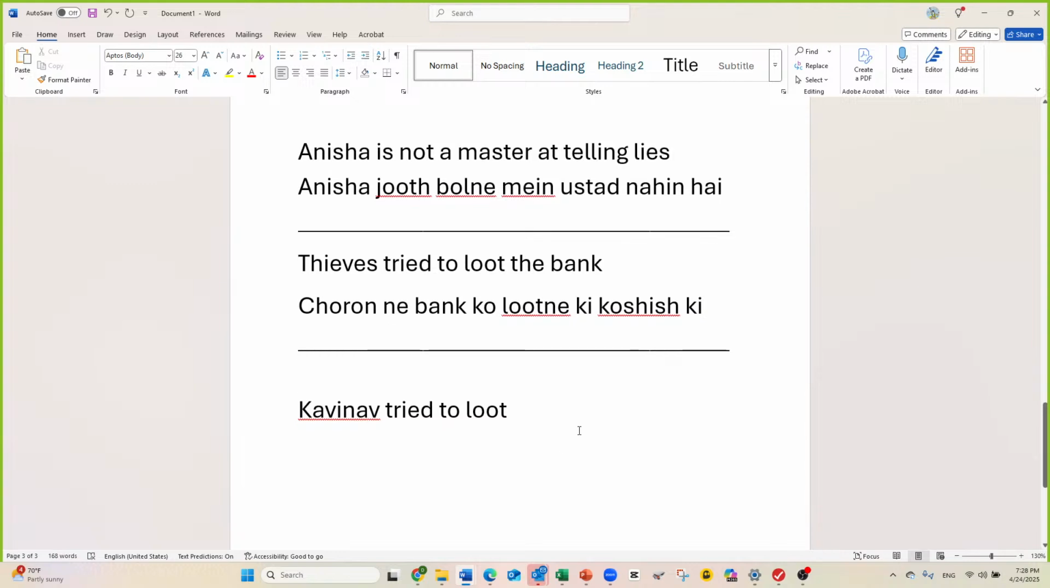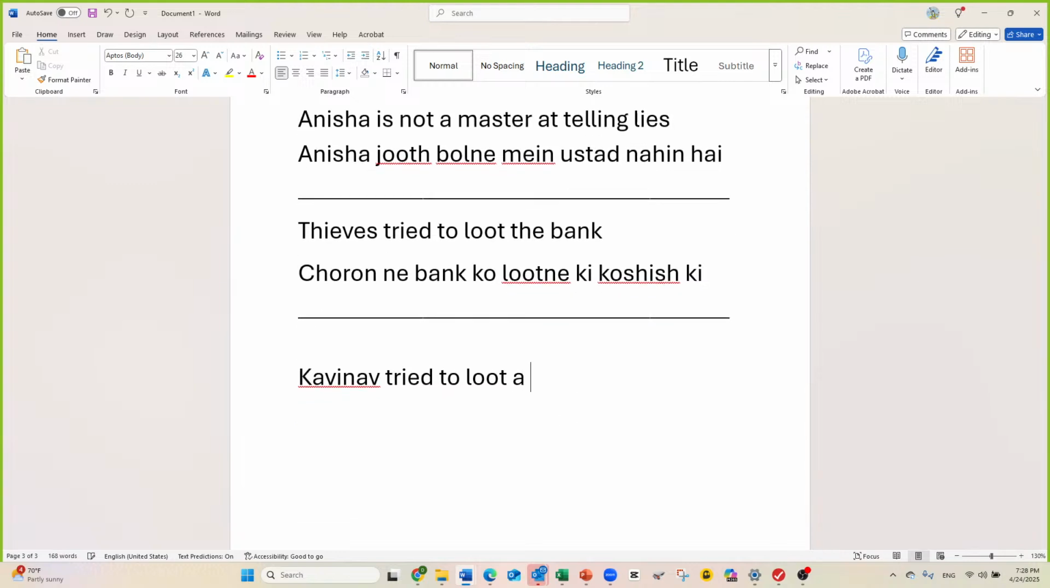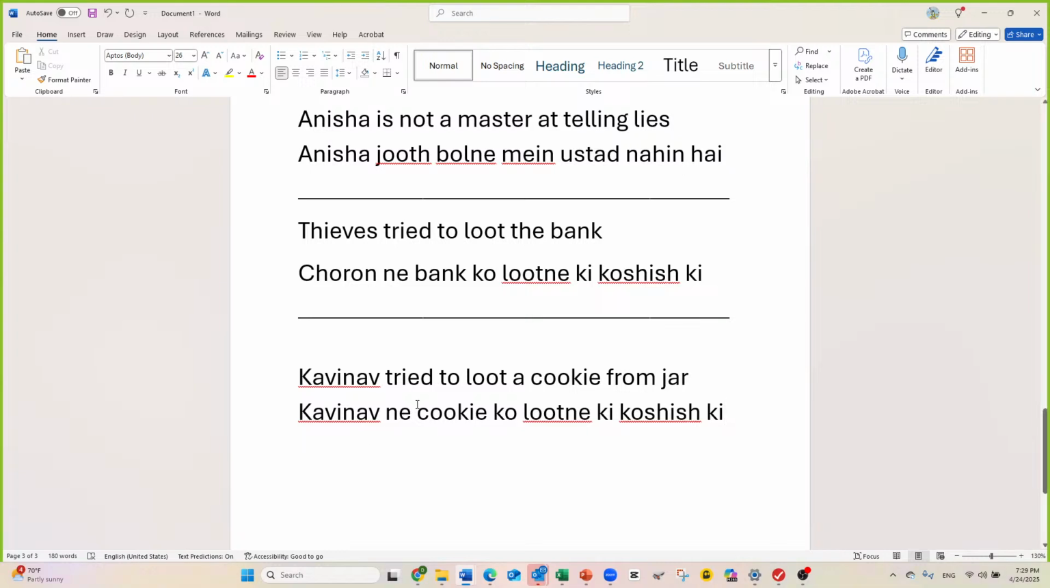So let's look at another sentence. Kavina tried to loot a cookie from the jar. कविना ने cookie को लूटने की कोशिश की. Wait, before cookie, do I have to put jar or after cookie? You have to put jar somewhere, right? Okay. Yes. So you have to.